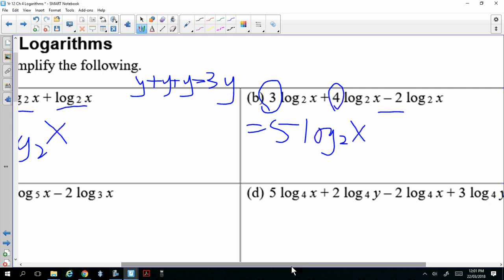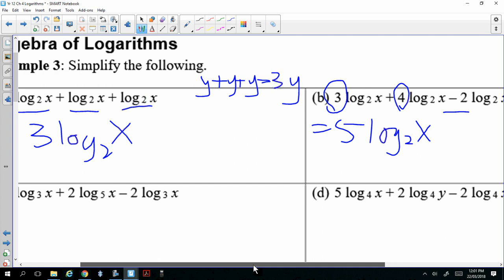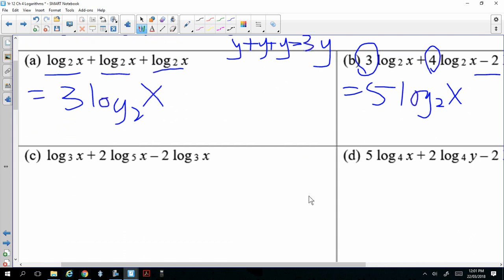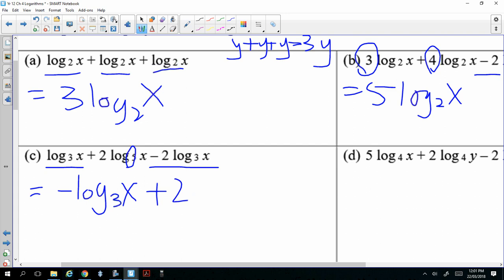And how about the other ones? Now the other ones, if you have different bases, you can't add them. So these two are like terms. So 1 minus 3 is negative 2, negative log base 3 of x, like that. And then you go plus 2 log base 5 of x. These are not like terms because they have different bases.